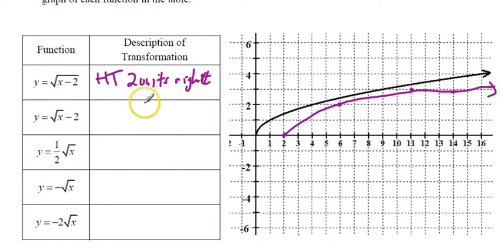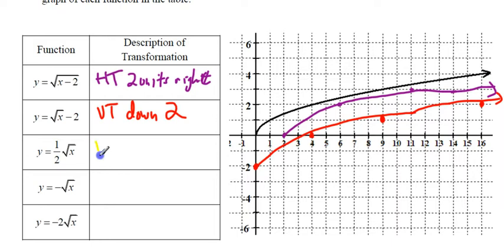Root x minus 2. The minus 2 is out here. This is a vertical translation, down 2. So now we're going to take each point and move it down 2. The point that was at (4, 2) will be at (4, 0), (9, 3) moves to (9, 1), and (16, 4) moves to (16, 2). And it's not easy doing it on a tablet.